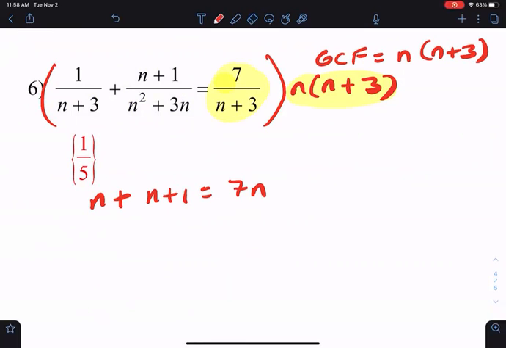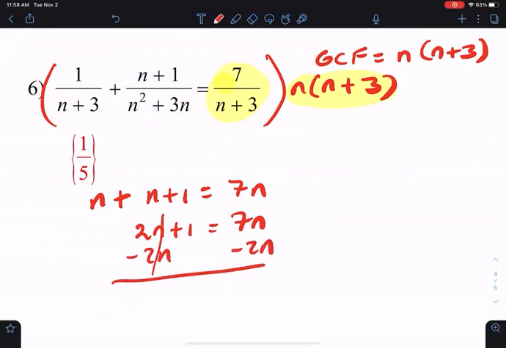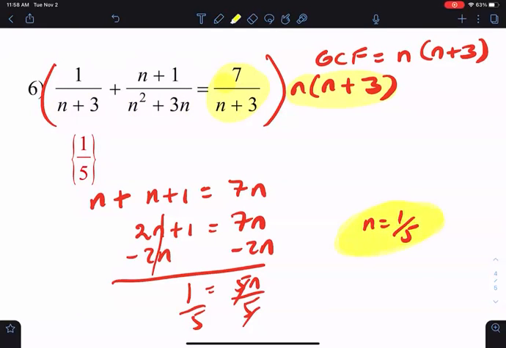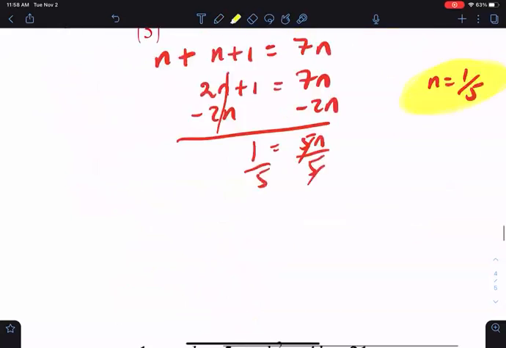So you combine like terms at this point. This is 2n plus 1 equals 7n. Then you subtract 2n on both sides. This is going to be 1. This is going to be 5n, divide by 5, and that's your answer. n equals 1/5. Okay, that's the answer. And you can check to see if extraneous solutions give you division by 0, but we don't have that situation, so we're good, right?